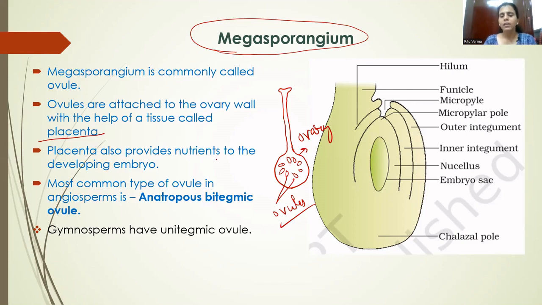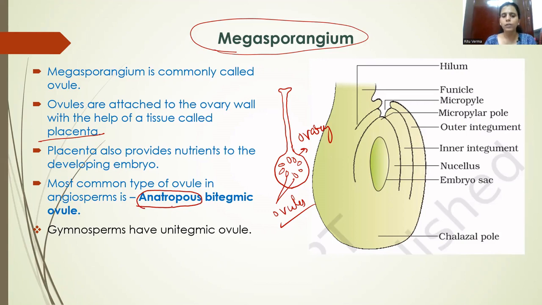We have studied in grade 11 that there are different types of ovules in the flowering plant, like anatropous, orthotropous, hemitropous, campylotropous, etc. The most common type of ovule present in the flowering plants or angiosperms is the anatropous ovule.